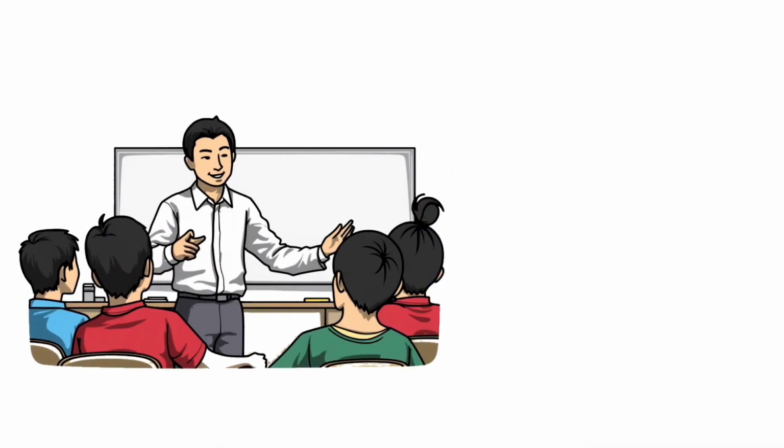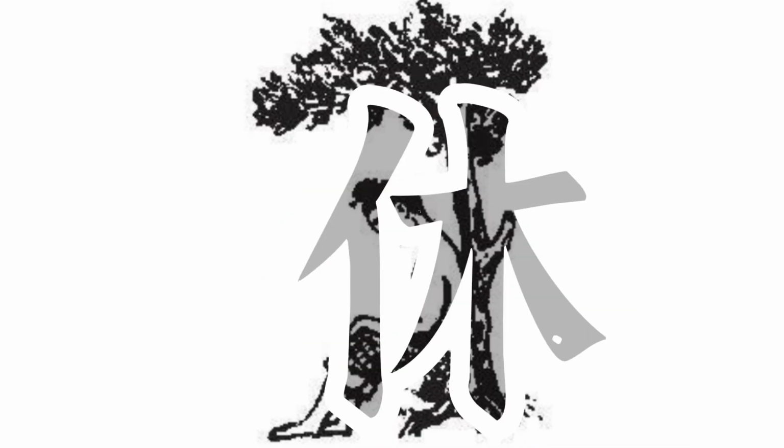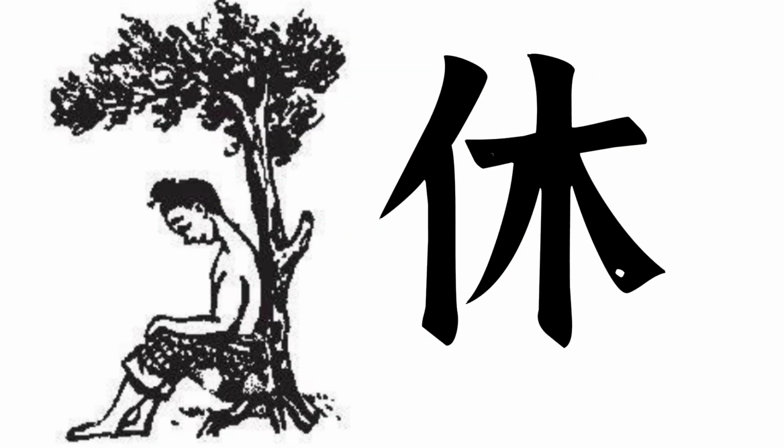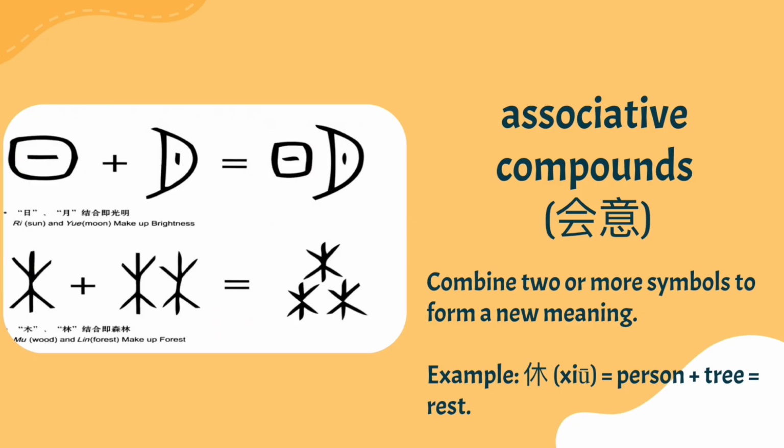Now let us play a guessing game. Look at this character, Xiu. On the left is a person, 人. On the right is a tree, 木. Put them together, what could it mean? Yes, rest. A person leaning against a tree is at rest. Pretty logical, right? That's 会意, combining 2 ideas to make a new character with a new meaning.